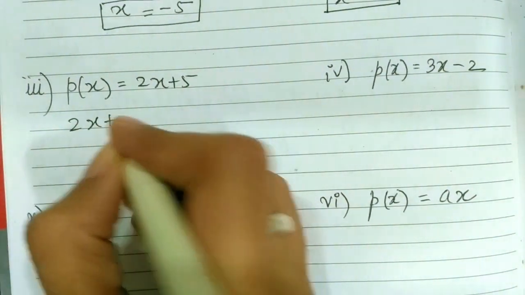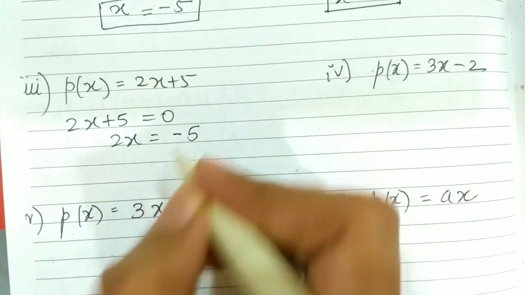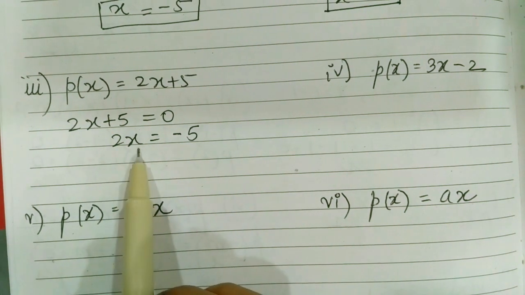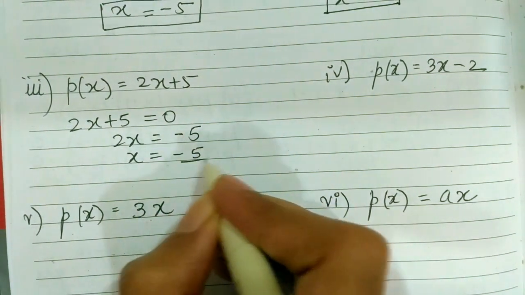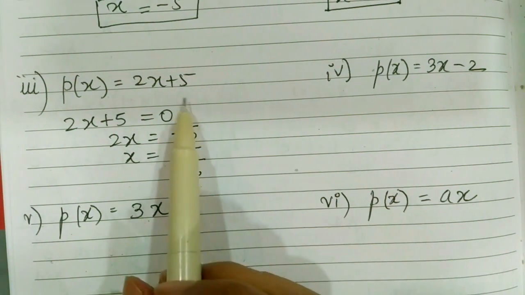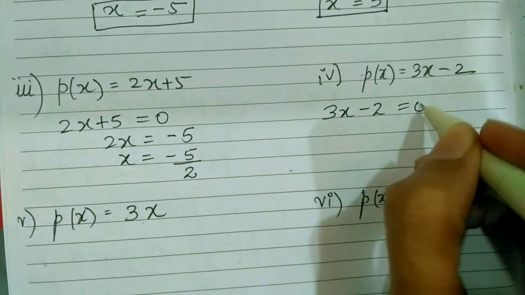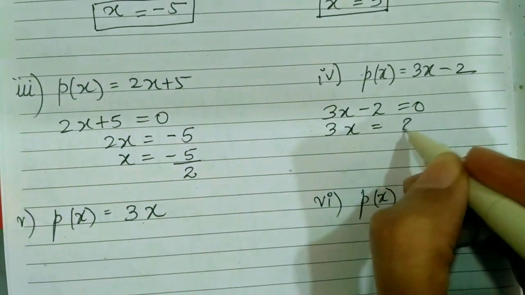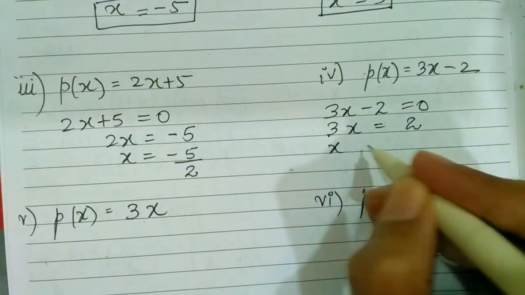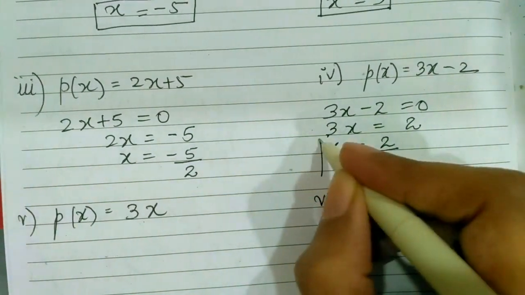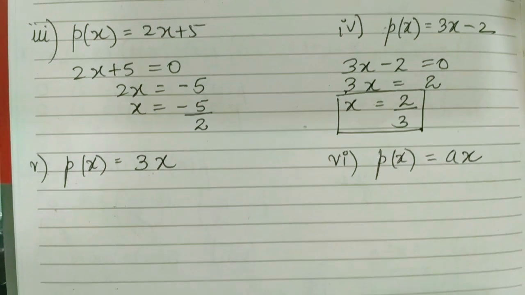Similarly, equate 2x plus 5 equals 0. The sign of plus 5 will change to minus 5. 2 is in multiplication with the variable, so it will go to the division. At x equals minus 5 by 2, the value of the polynomial will be 0. In the case of 3x minus 2, minus 2 will become positive 2. x is in multiplication with the 3, so on changing the side, 3 will go in the division. So x equals 2 by 3 is the zero of the given polynomial.